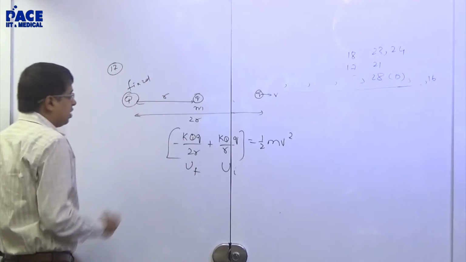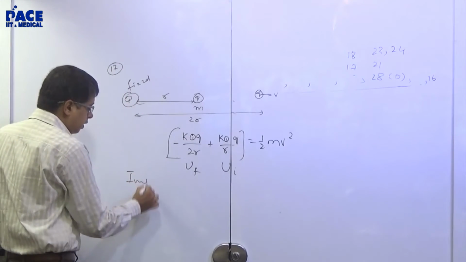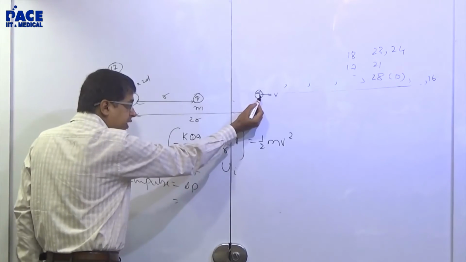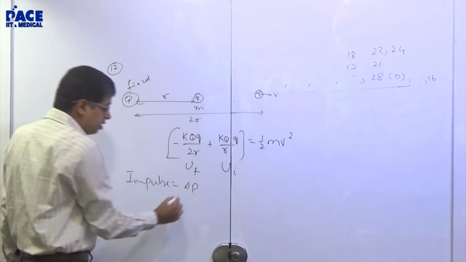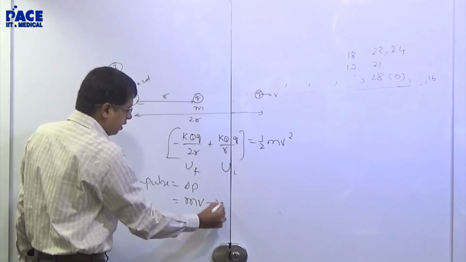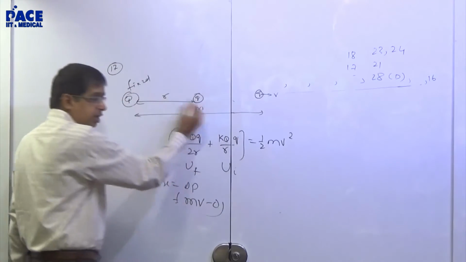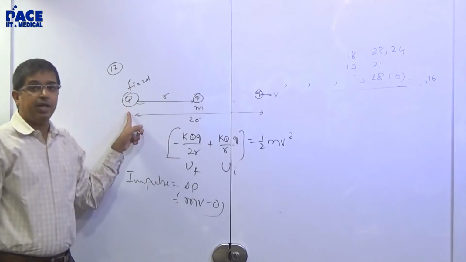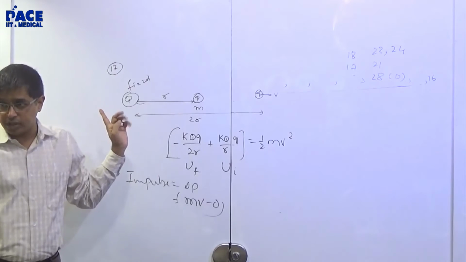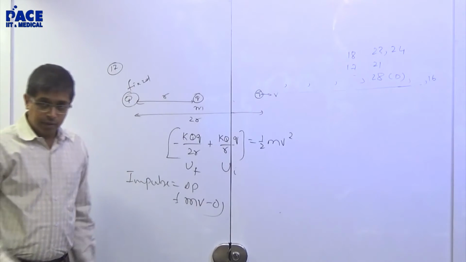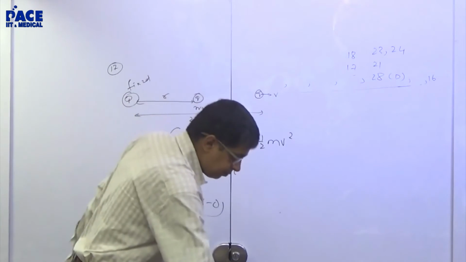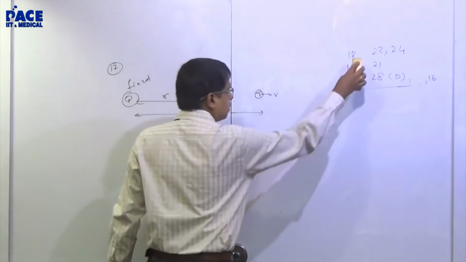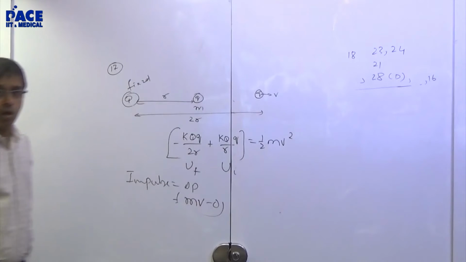Once I get the velocity, impulse will be change in momentum. Change in momentum on this or this, both will be the same. M into V minus 0. Here M into V, initial momentum is 0. That will be the impulse on this. This will have an equal and opposite impulse in the opposite direction. Right? Seventeenth, that was.